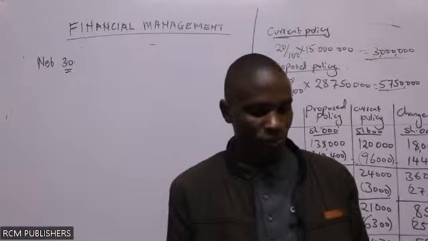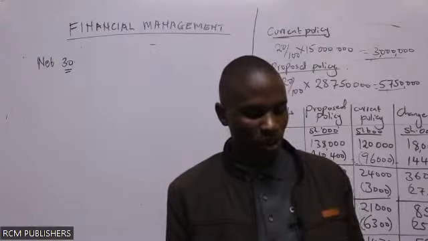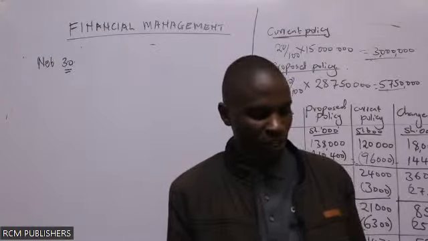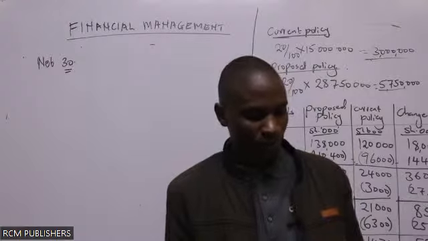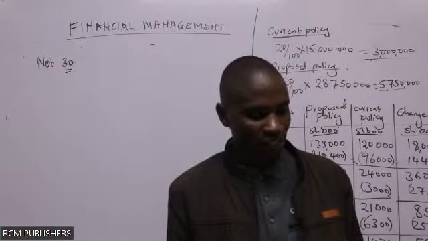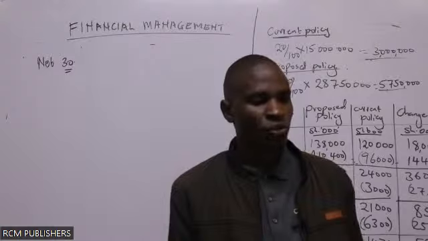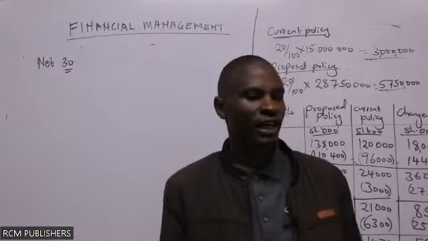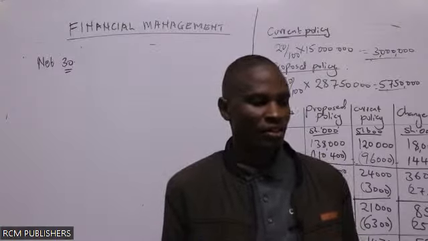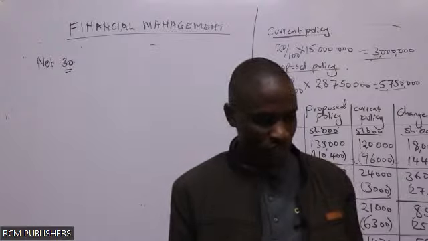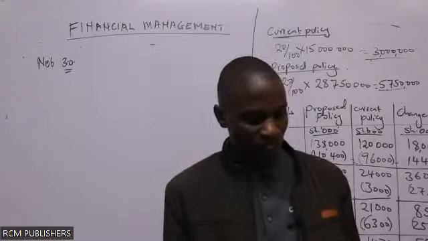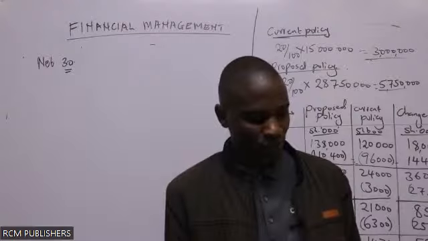The management of Gumbo Limited intends to change the company's credit policy from net 30. Good. At least now we have this. See, net 30 to 3/10, net 60. Now you should be having that information. 3/10 means there is a discount rate given here. If this change is effected, annual sales are expected to increase by 25%.